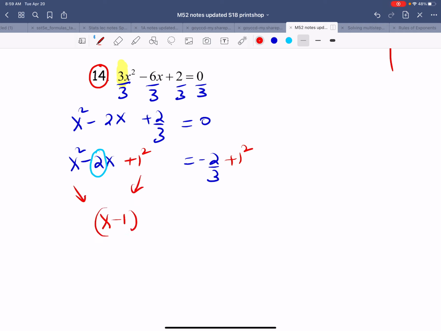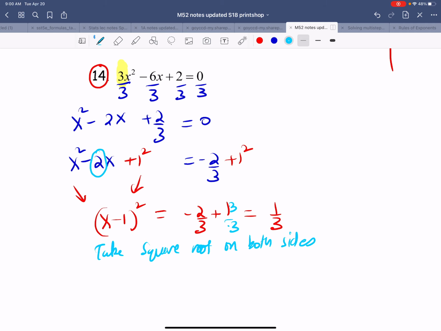When it's time to complete the square, you pull an x, pull a 1, and the sign of the middle term, and square the entire parentheses. On the right-hand side, we have negative 2/3 plus 1, which will be negative 2 plus 3 over 3, because we need the common denominator here. And 3 minus 2 is 1/3. Now, next step, we take the square root on both sides.